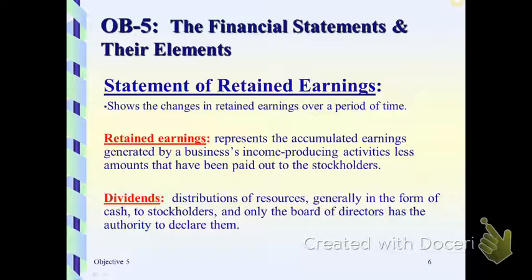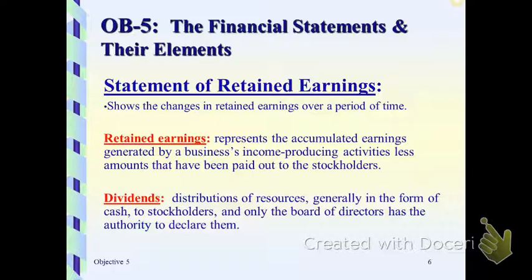Again, now we'll move over to the statement of retained earnings. We take that information, the net profit or loss, from the income statement, and that moves over and is reflected in the statement of retained earnings. The statement of retained earnings shows the changes in retained earnings for the business over a period of time. Retained earnings represent the accumulated earnings generated by that business's income-producing activities, less any amounts that have been paid out to stockholders. The primary payment out to stockholders is what we call dividends.